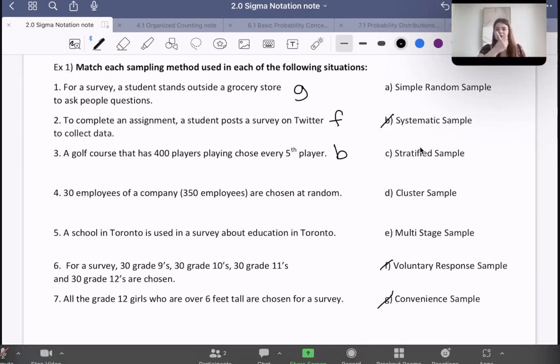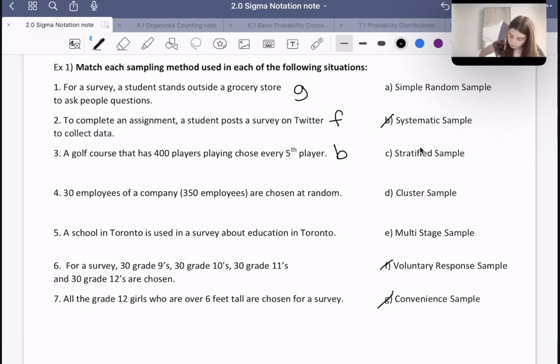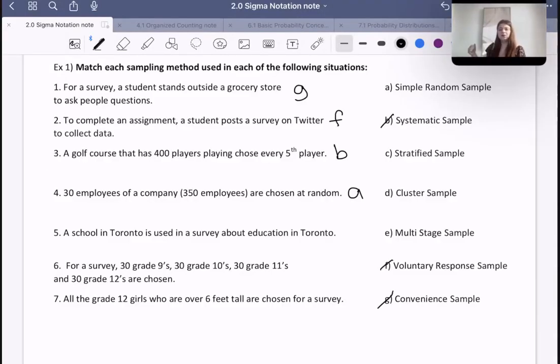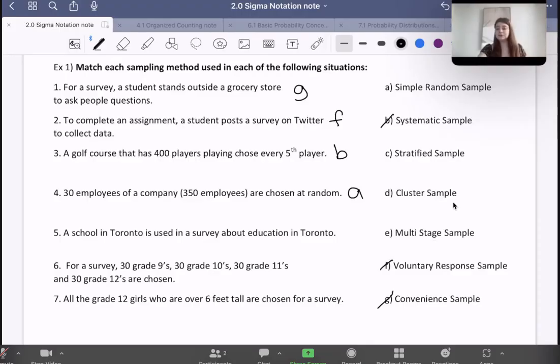Okay, the next one is 30 employees of a company of 350 employees are chosen at random. So that would be simple random sampling. Basically, we're just saying, okay, there's 350. We're going to randomly choose by pulling them out of a hat or using a computer generator. We're just randomly going to choose 30, and those are the people who get surveyed and get their voices heard.